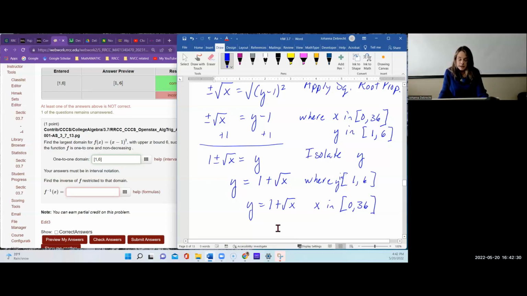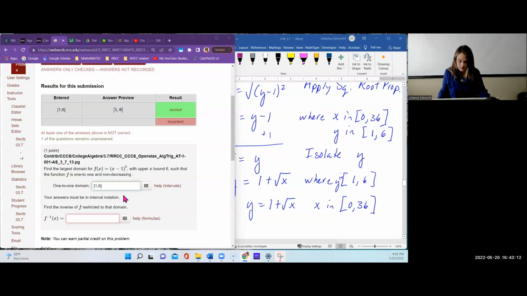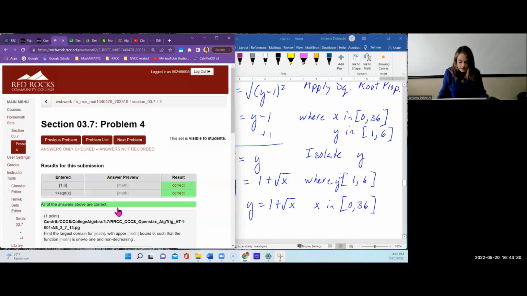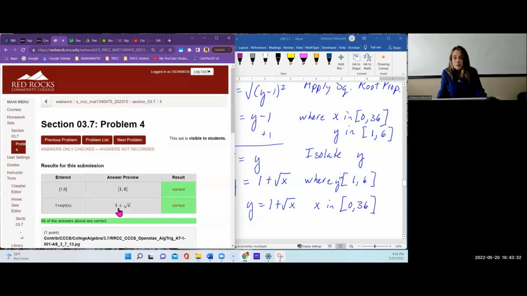Let's plug that in and see what we get. This is going to be 1 plus the square root of x. Remember to put parentheses around the radicand, the expression that is under the symbol. 1 plus square root x. Now we'll check our answer. Bingo, we got it right.